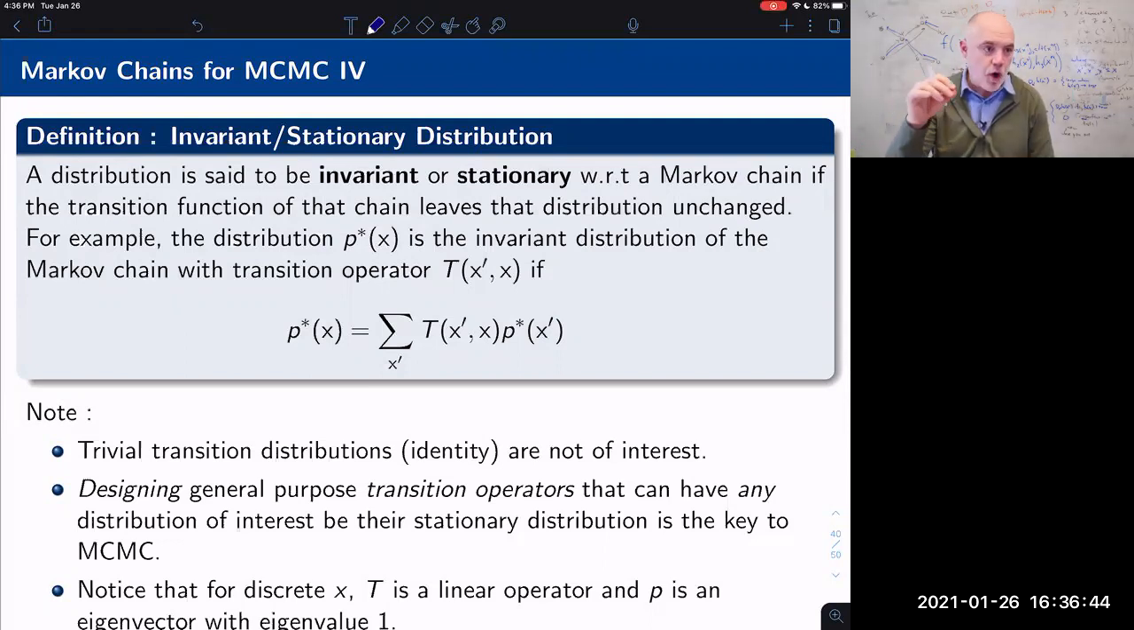And if we sum over all possible places where we start, and again, we're going to be dealing with discrete Markov chains here, and we'll just assume that this works for continuous, and you can go off and read that on your own if you care. If we sum over all possible initial starting positions and their probabilities, and we push them through the transition operator, then the marginal distribution, P star, is the same before and after the transition operator is applied.